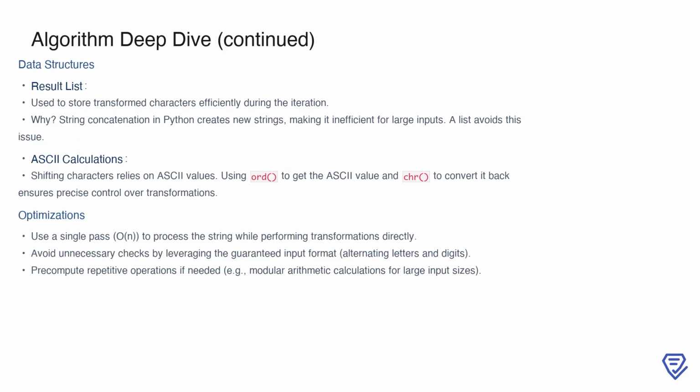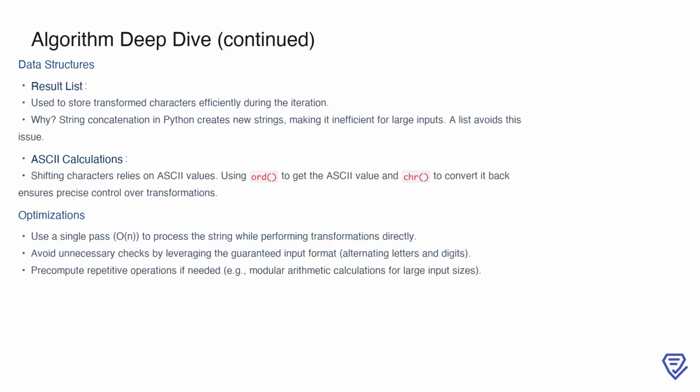To implement this efficiently, we rely on two key data structures and techniques. First, we use a result list to store transformed characters as we iterate through the string. This approach avoids the inefficiency of repeated string concatenation in Python, which would otherwise create new copies of the string during each modification. By constructing the output in a list and joining it at the end, we achieve optimal performance.